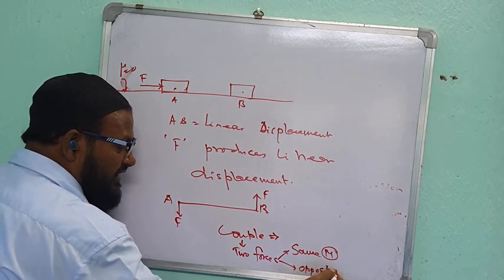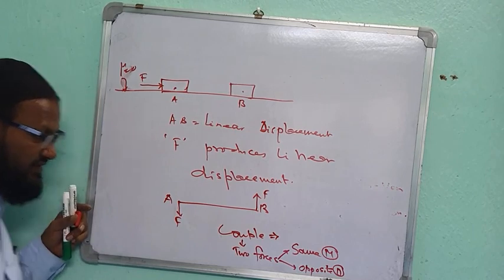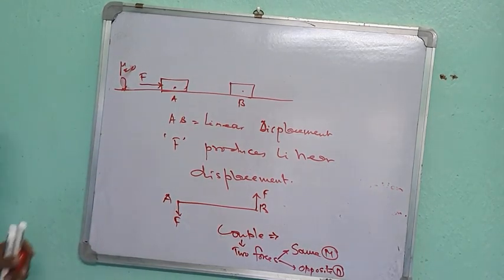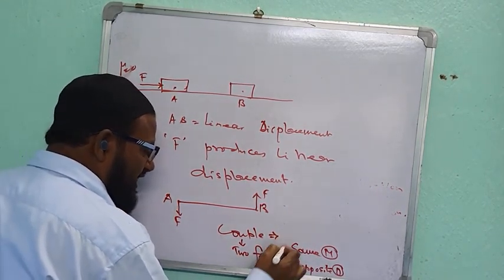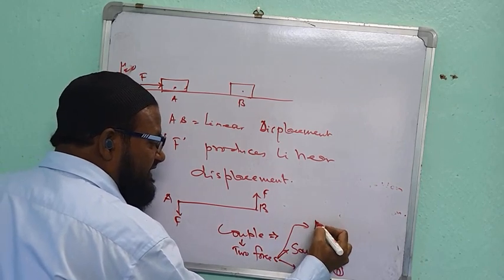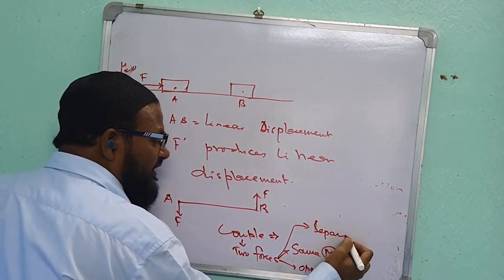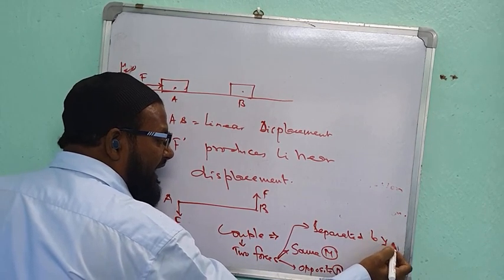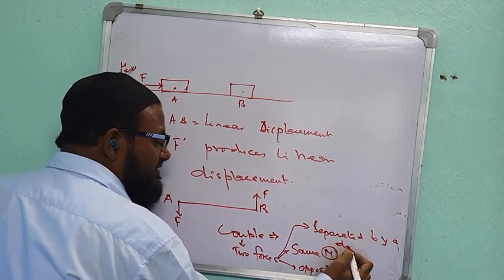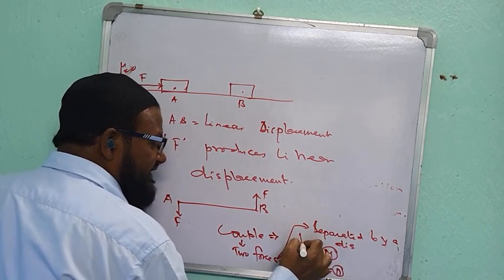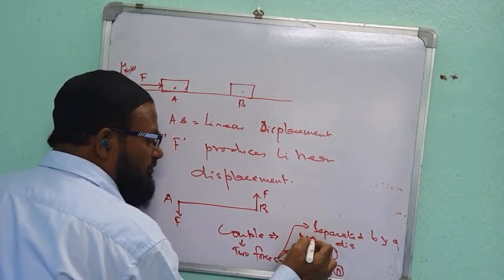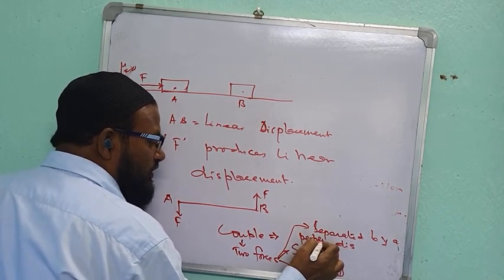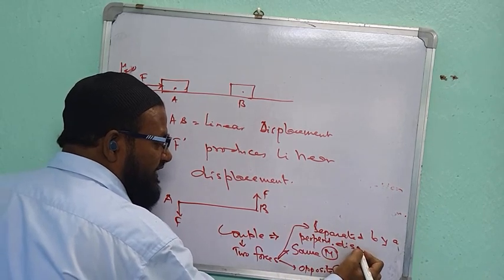Opposite direction. And third point, that is very important. Third point is separated by a distance. This distance should be perpendicular distance.